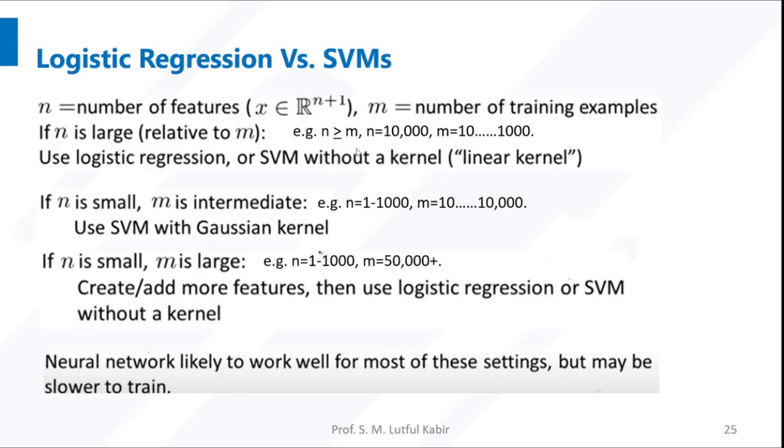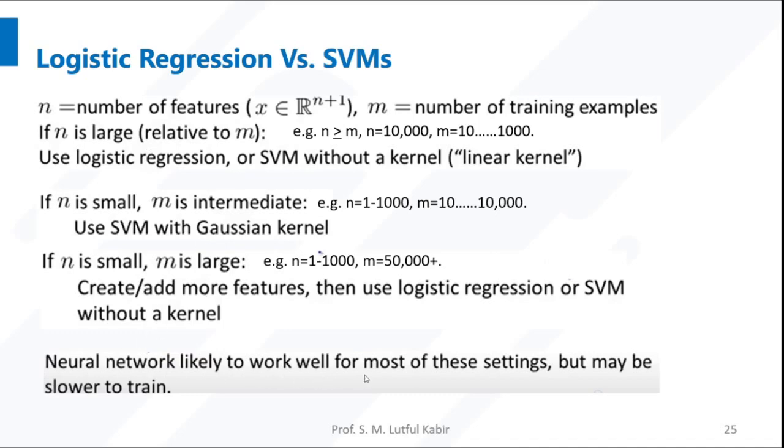Which one you choose depends on the relative values of m and n. If n is small, but m is intermediate, for example n is from 1 to 1000 and m is from 10 to 10,000, then use SVM with a Gaussian kernel. If n is small but m is large, say 50,000 plus, then create and add more features, and then use logistic regression or SVM without a kernel. So these are the three guidelines that you can follow in practice.